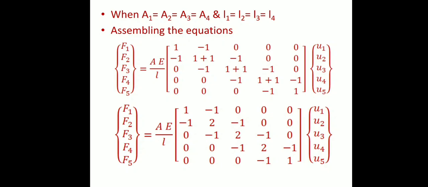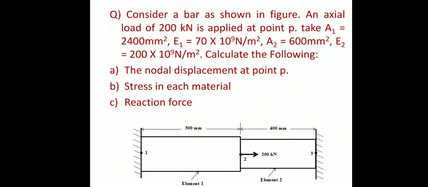Now, to clarify this derivation, we need to do a calculation. For that we select a two element, three node bar as shown in the figure. I will read the problem: consider a bar as shown in the figure. An axial load of 200 kN is applied at point P. Actually, P is not marked in the figure. P is similar to node 2, so we can take P as node 2.